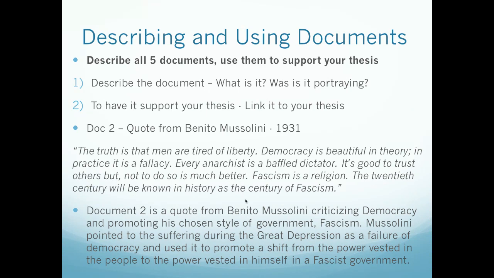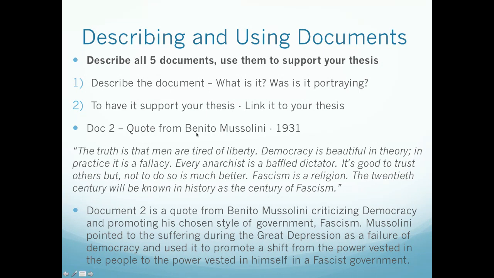We should do it. Okay, to describe the document, physically, what is the document? You know, if it's a quote from Benito Mussolini, then all you have to do is describe in your own words, this is a quote from Benito Mussolini saying this. That's what describing the document is. It's very simple. And then how does it support your thesis? If your thesis is talking about how the Great Depression led to a shift to fascism, then you're going to say, this is a quote from Benito Mussolini, and it is showing a shift to fascism caused by the Great Depression because of this. I mean, very simple. And I outline it for you right here.